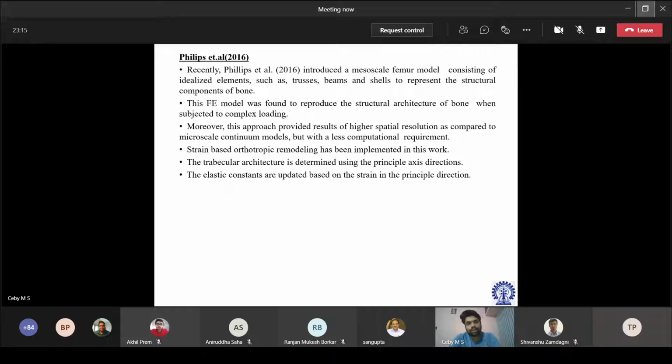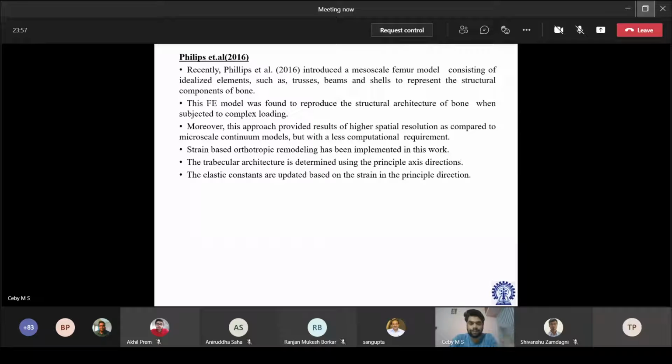The next research which I am going to discuss is by Phillips and his team. He also considered orthotropic bone remodeling, but there is no experimental study in this particular work. Here you start with the isotropic assumption and do the analysis, and during the analysis you get the principal directions, the directions in which the maximum stress, the maximum strain, occurs.